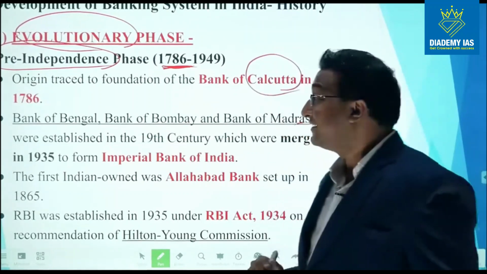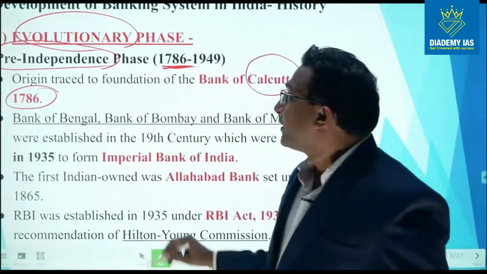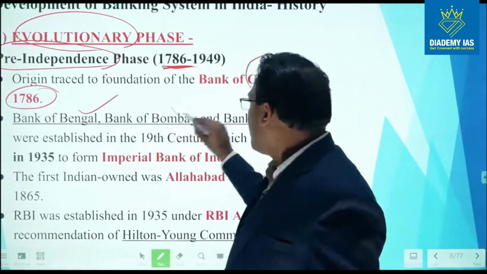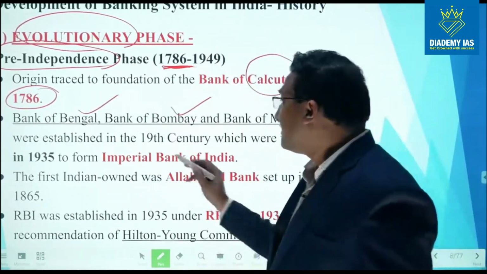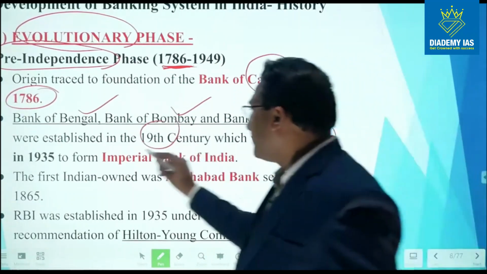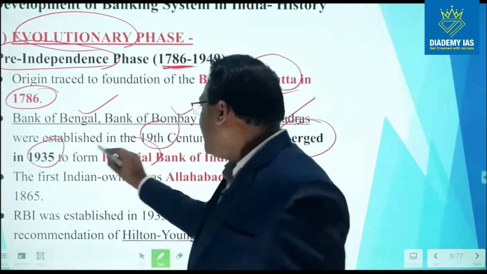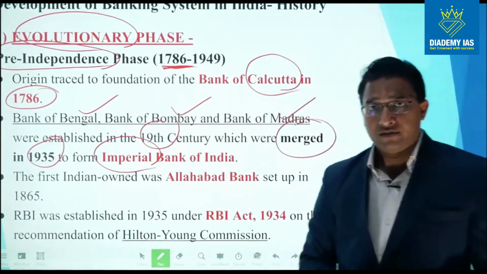Bank of Calcutta, right? So Bank of Calcutta was established in 1786. The Bank of Bengal, Bank of Bombay, and Bank of Madras. So these were the 3 presidencies. They were established in the 19th century and they were merged in 1935 to form the Imperial Bank of India.